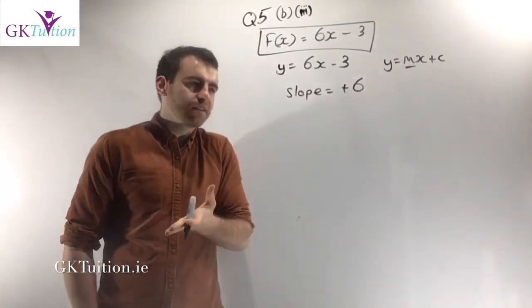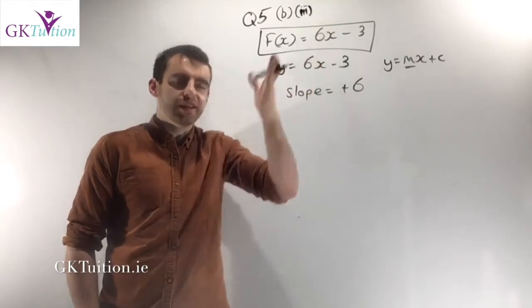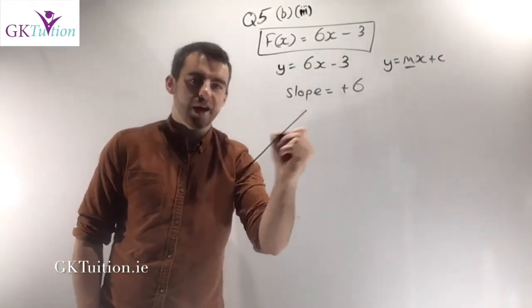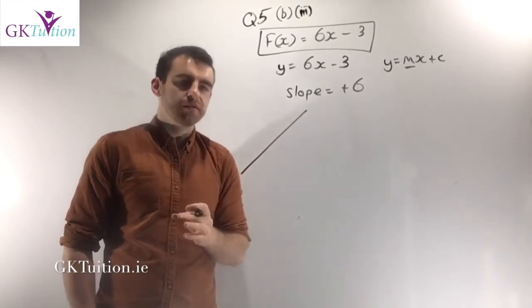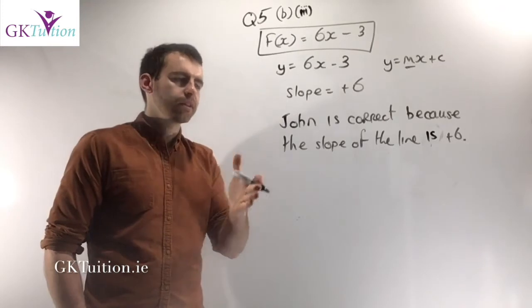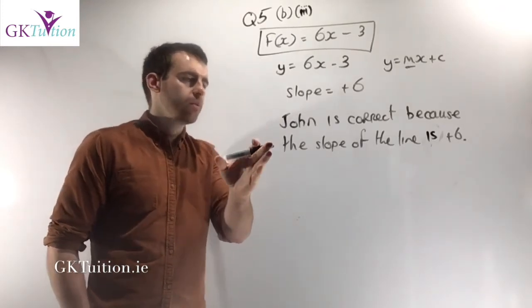So obviously that's a positive, which means that it is increasing. It has a positive slope, and if we were to draw it, it would be going in this direction. So because it has a positive slope, we're going to agree with John. So to conclude here and get the marks, I would say that John is correct because the slope of the line is plus 6.